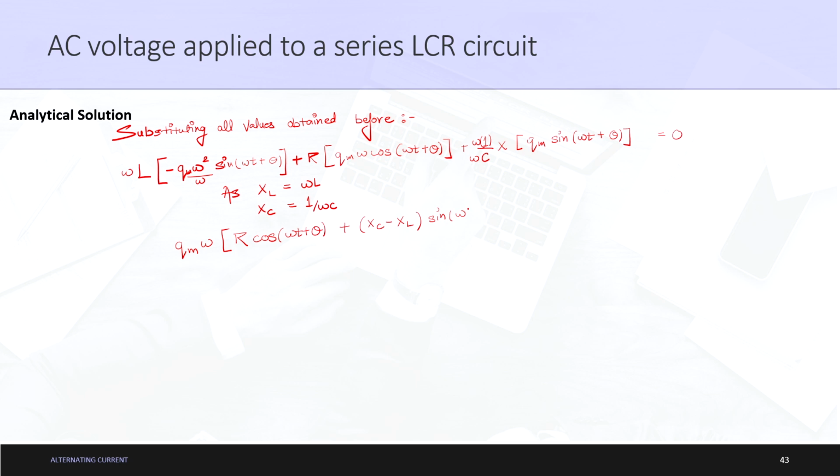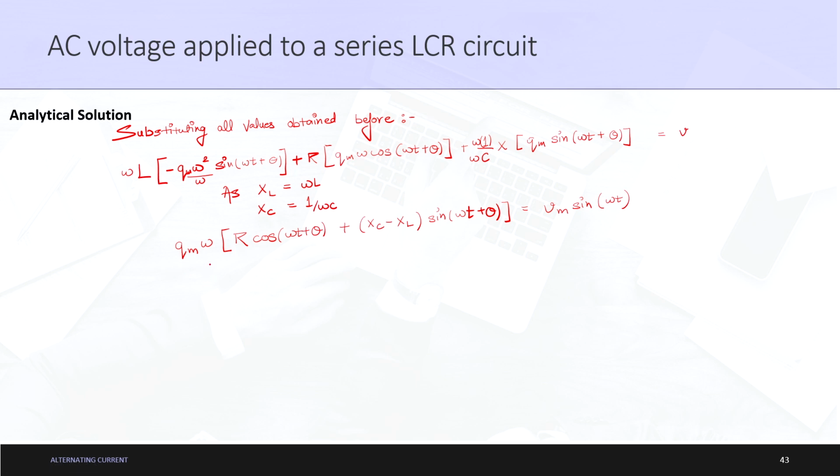Okay. So, simple substitution is only done. I have explained how that substitution is done, and then finally rearranging the equation and removing qm omega, we got the equation as equal to, so this is not 0, this is basically Vm sin omega t. Now, let us try to multiply and divide by Z also here.